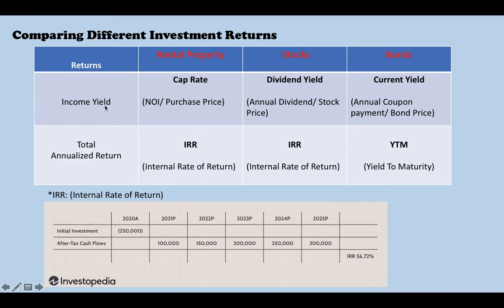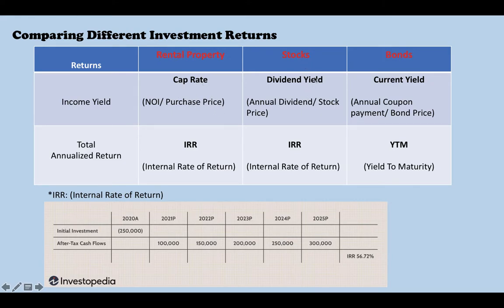So let's say you want to see the income-producing capability of those investment assets. You should compare their income yield. For the rental property, the income yield is the cap rate. Cap rate is simply the net operating income divided by the purchase price of the rental property.